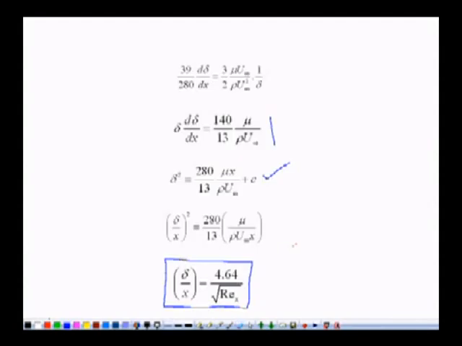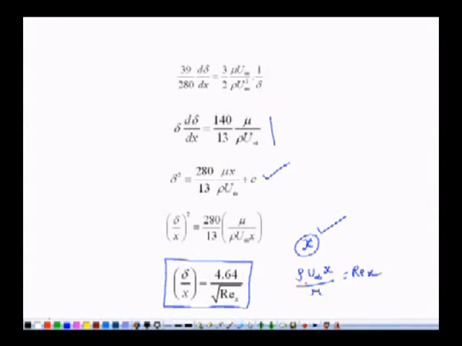So if we know the value of x at which point we want to know, so we know what x is, the distance measured from the leading edge of the flat plate. We have to keep this in mind, that this is the problem we are solving for a flat plate. So delta over x is equal to 4.64 divided by root of Rex. What is Rex? Rex is equal to rho u multiplied by x divided by mu, known as Rex.